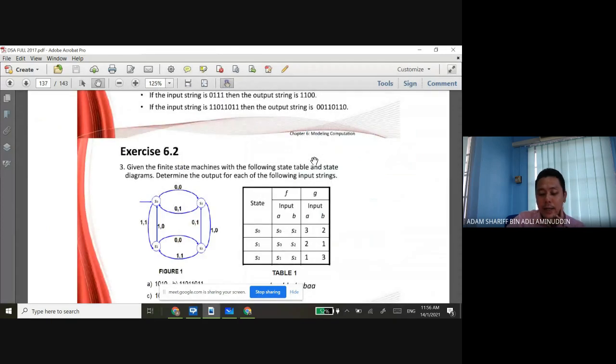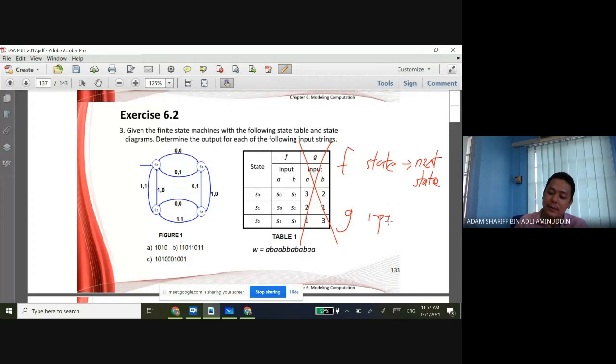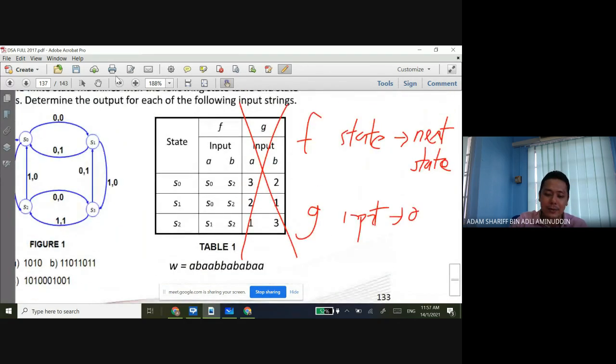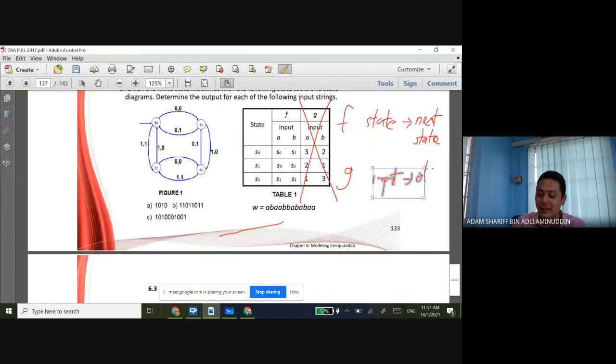Sekarang ni training untuk kita buat finite state machine dengan input, dengan output. Beza dia, kalau tak ada output, dia tak ada function G sahaja. Kan F ni ialah state to state. Saya dah jelaskan, state to next state. So for G is the conversion daripada input kita baca output.